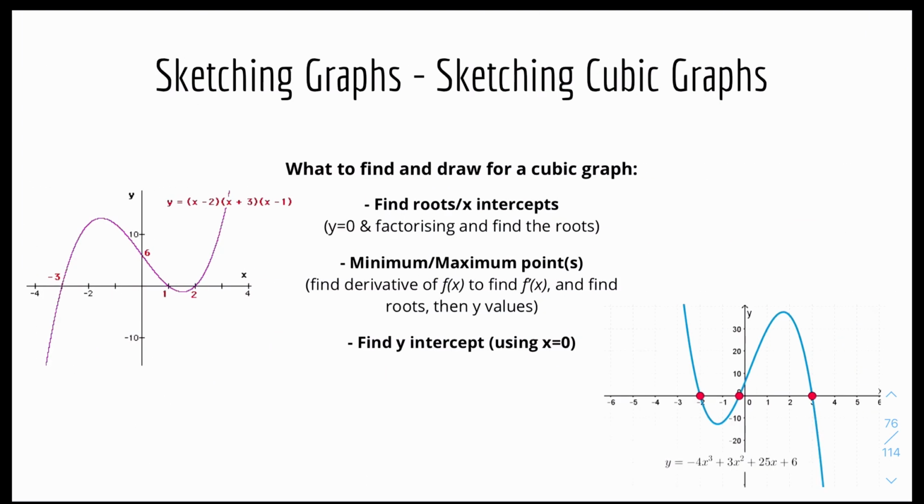And then we have sketching cubic graphs, which is to the power of a degree of 3. So here's what to find and draw for a cubic graph. It's very similar to a quadratic graph. Number 1, you find the roots or the x-intercepts, as I said. In this case, on the left, we have x-intercepts of x equals minus 3, x equals 1, and x equals 2. So therefore, we can deduce this equation by (x plus 3), (x minus 2), and (x minus 1). And number 2, find the minimum or maximum point.